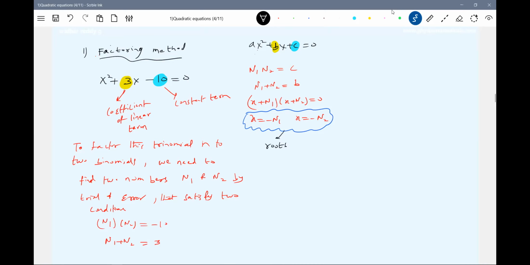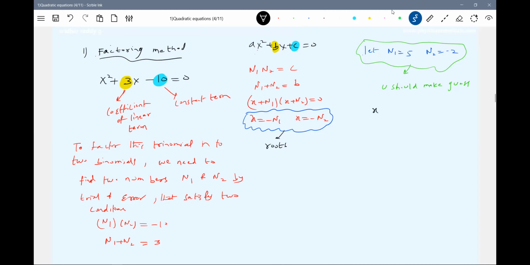So shall we choose n1 equal to 5 and n2 equal to minus 2? Take the product, 5 into minus 2, minus 10. 5 minus 2, 3. These two values of n1 and n2 will suggest the rule. How do you guess? It's trial and error. You should make a guess. There's no other way.